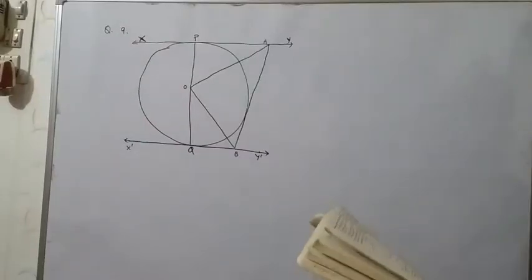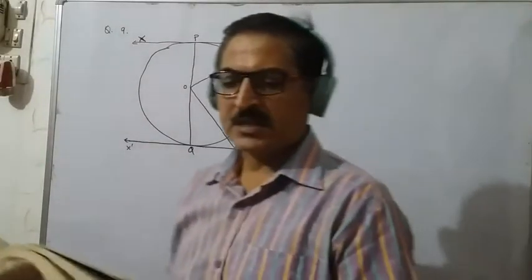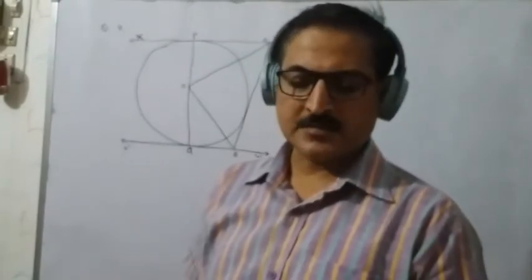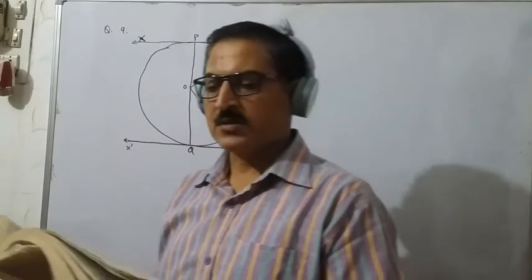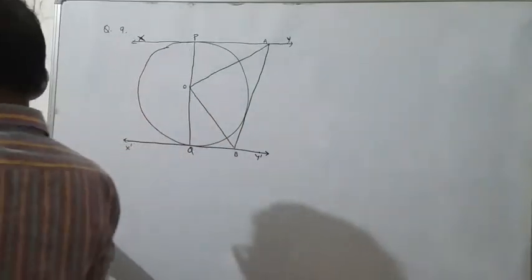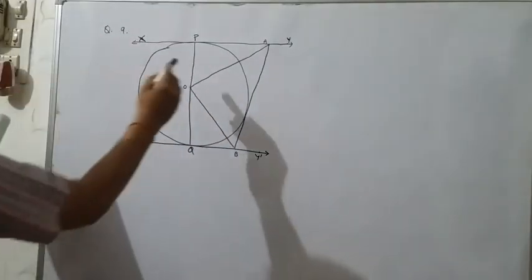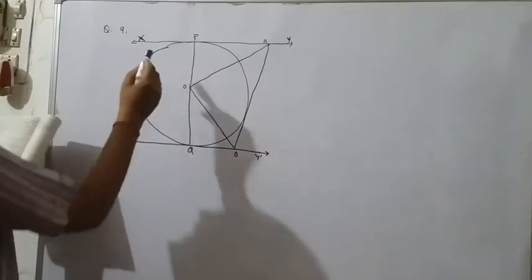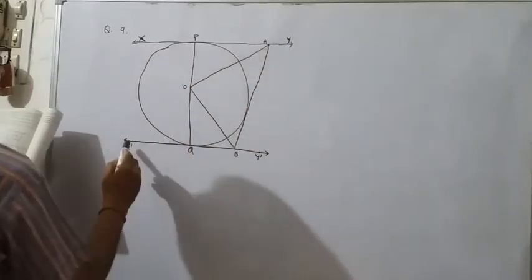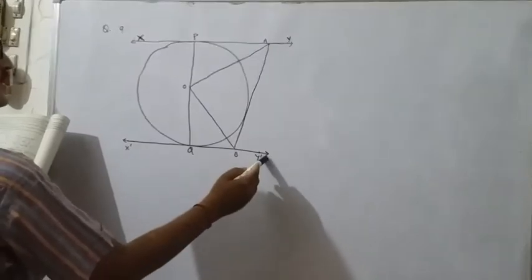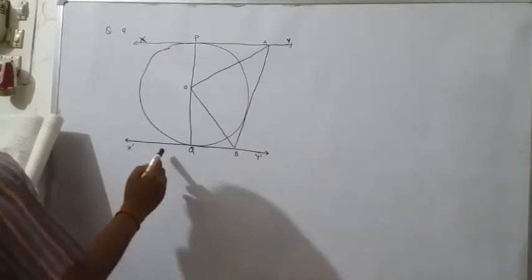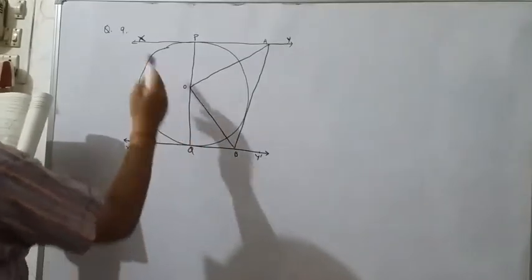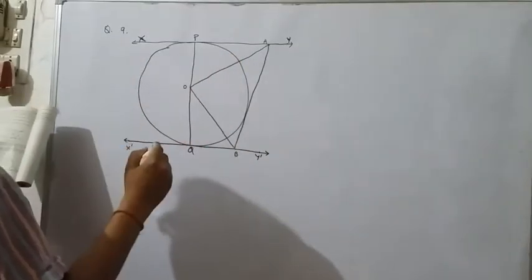Students, today I'll explain question 9 of exercise 10.2 from the circle chapter. The figure is already drawn. In the figure, XY and X dash Y dash are two parallel tangents. This is given.